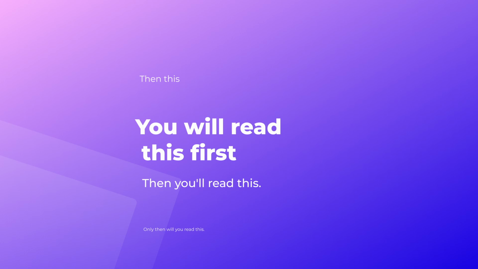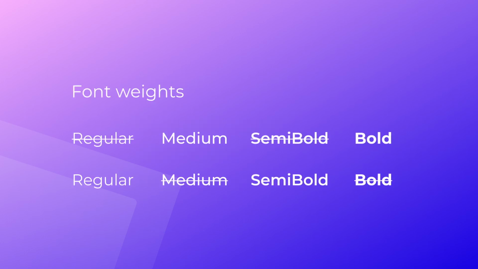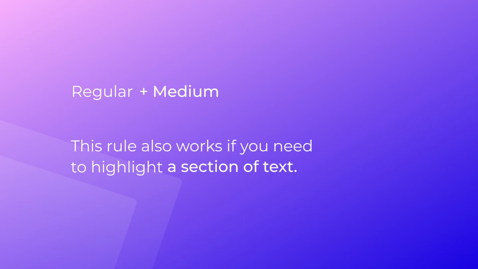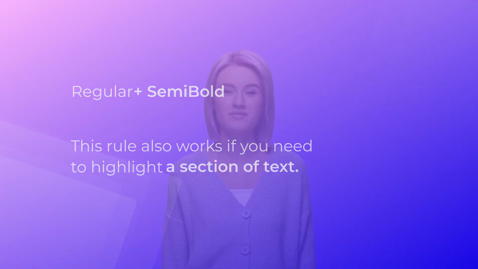This method is often used for headings and subheadings to highlight the content of different sections. If you want to emphasize a word or phrase, avoid using adjacent font weights like regular and medium or semi-bold and bold. Instead, opt for a larger jump in weight, such as medium to bold. Using adjacent font weights can be problematic because they look very similar in thickness, making your emphasis less noticeable to users. To create a clearer visual distinction and make your emphasis stand out, use a larger weight difference, such as regular to semi-bold.